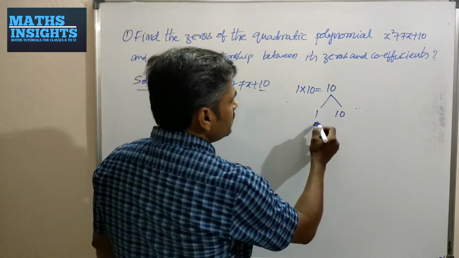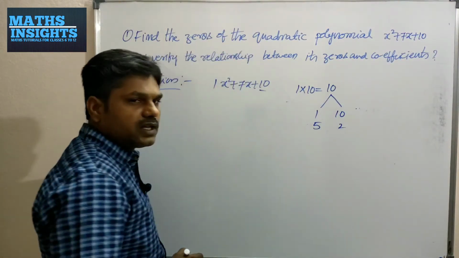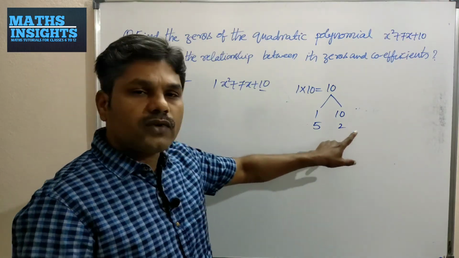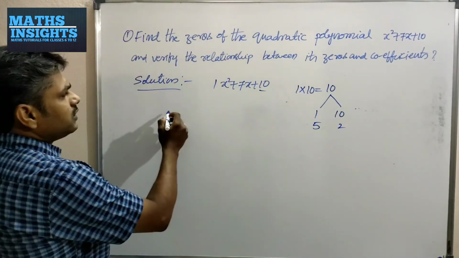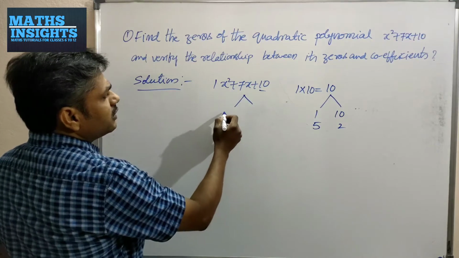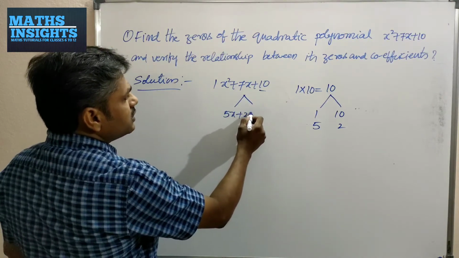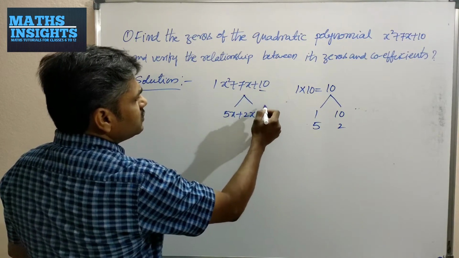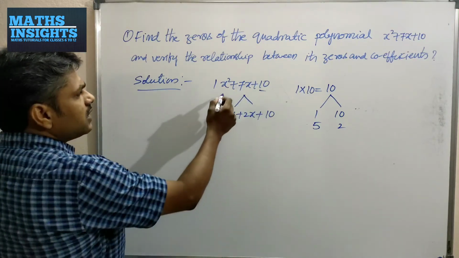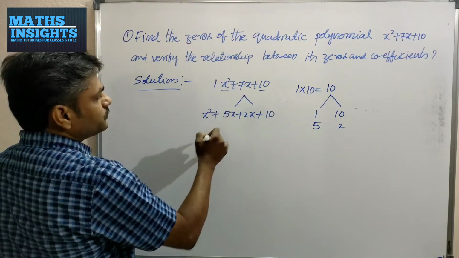If I write 5 into 2, 5 2s are 10, and an addition of 5 and 2, I will get 7. Therefore, I am splitting the middle term as 5x plus 2x, and the last one, the constant, I am writing as it is, and also the first one.